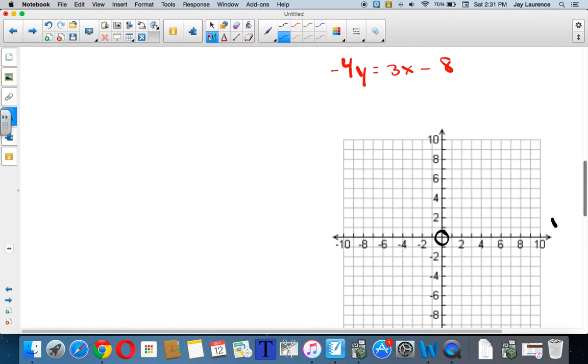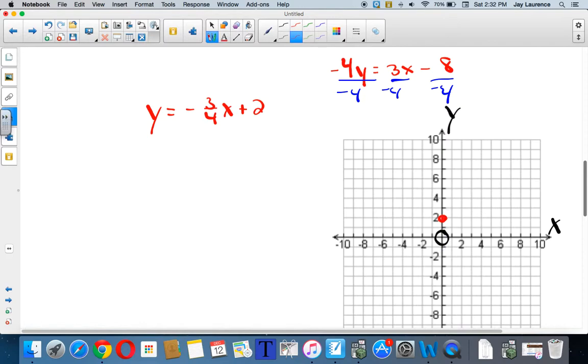Have you paused the video and tried it yet? Do it on graph paper. It'll be a lot easier. All right, here comes my solution. First thing I'm going to do is divide by -4. Divide by -4. Divide by -4. And I'm going to end up with y equals -3/4 x plus 2.